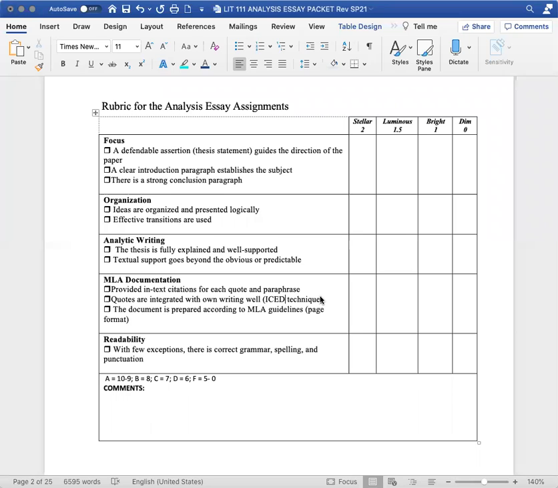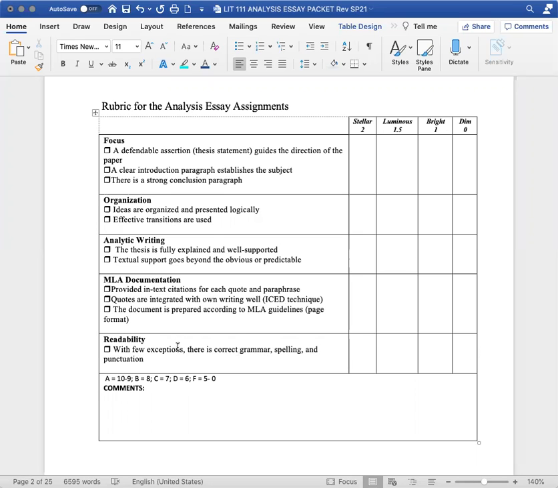But anyway, make sure that you're integrating the quotes. You're not just plopping them in the paragraph, right? So you want to make sure that it's embedded within your own writing. And so you never want to start or end a paragraph with a quote, for example. And then this category also pertains to the MLA page formatting guidelines. So everything to do with MLA is here. And then the overall readability. So if the errors are so excessive that it gets in the way of understanding the paper, then you start to lose points in this category.